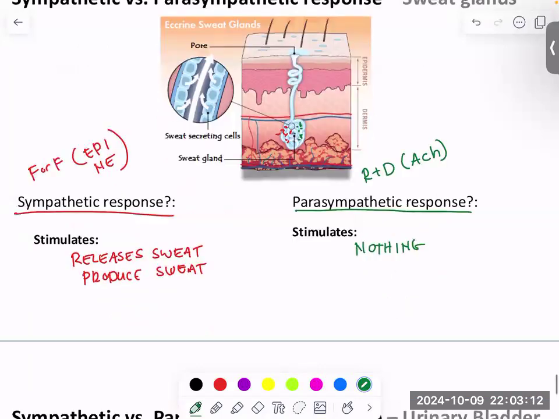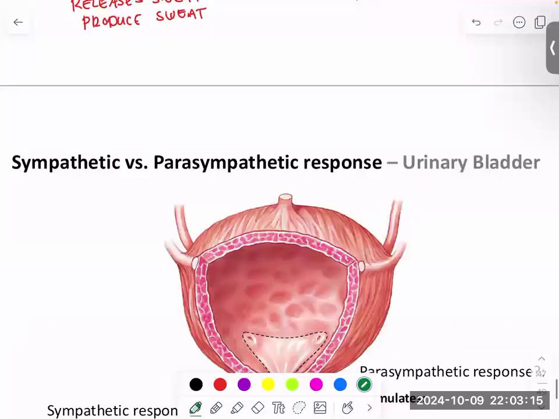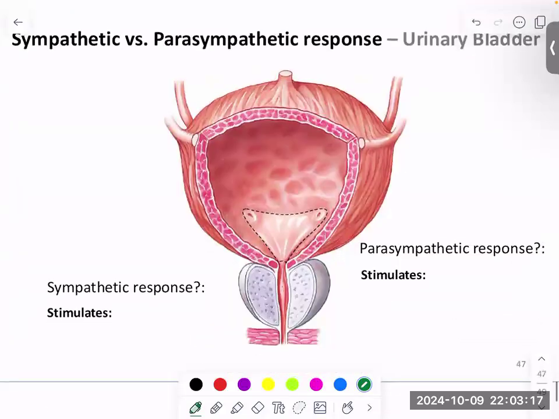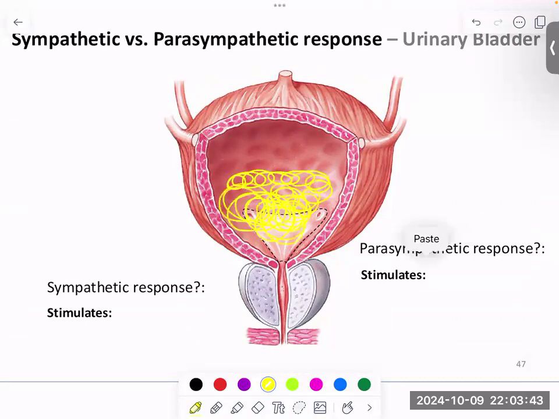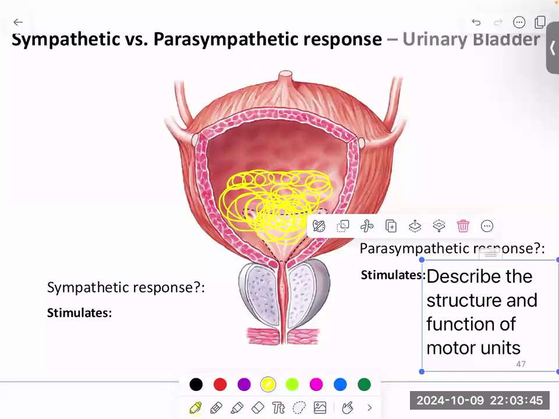One of the most complex ones right here. Whew. Here we go. The parasympathetic system. Let's start with the parasympathetic. No, let's start with the sympathetic. Nope. Let's start with what the urinary bladder does. What does the urinary bladder do? Holds the urine. So when this is filled with urine, okay, you do not want to trickle pee everywhere. That would be embarrassing as all hell.